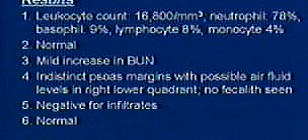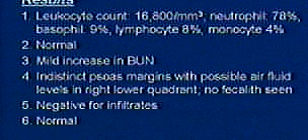If we looked at the electrolytes, we would see that we had an elevation of the BUN. Our urinalysis is normal. They did the abdominal film, and it showed indistinct psoas margins with possible air fluid levels in the right lower quadrant. Okay, so they're trying to give you a little bit of help. However, no fecalith is seen.